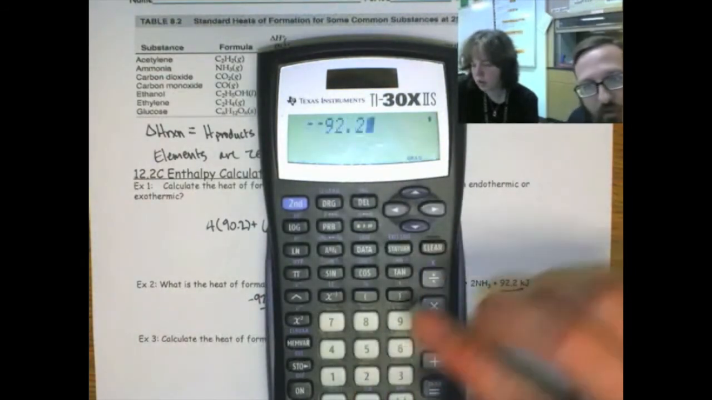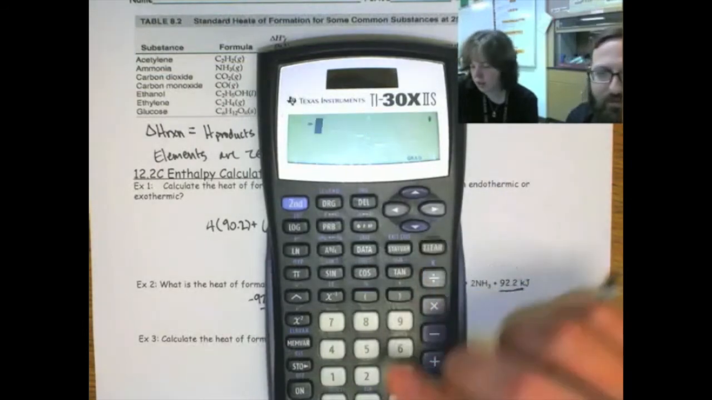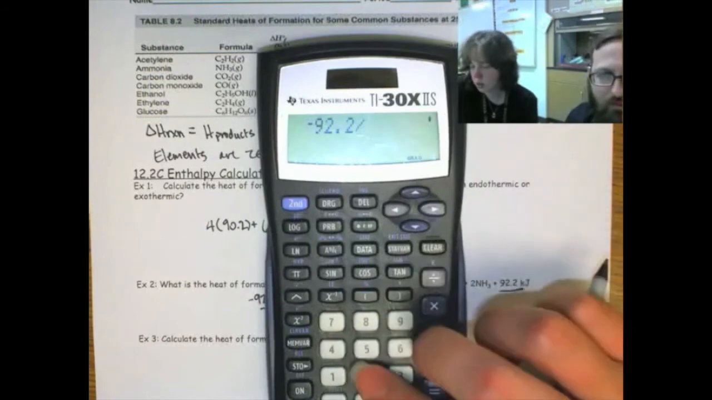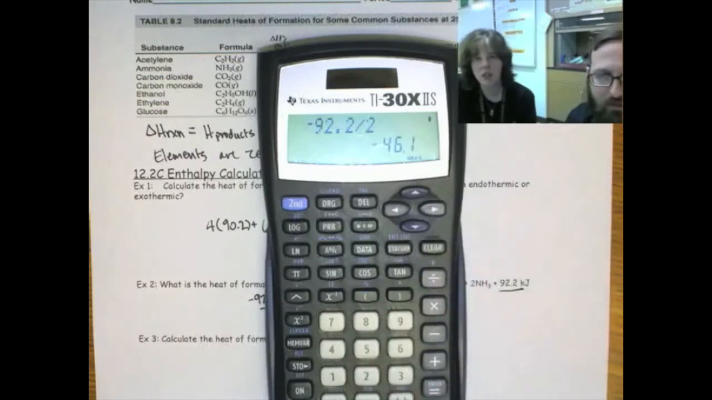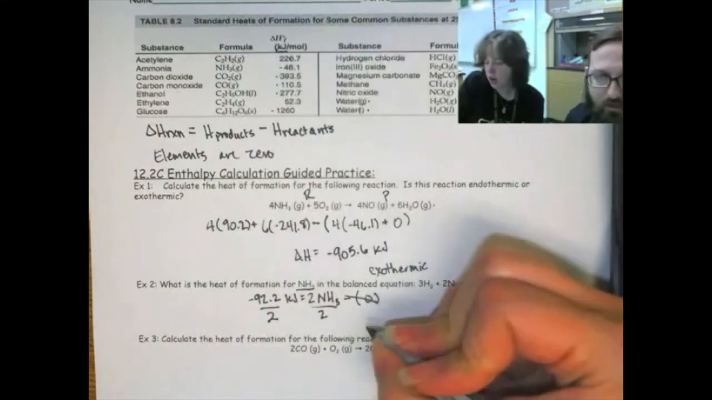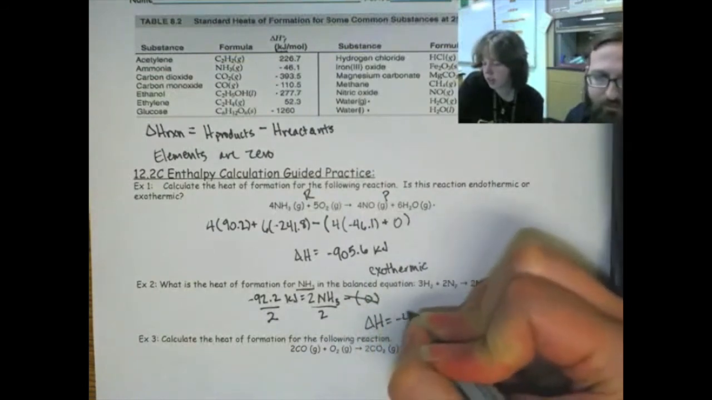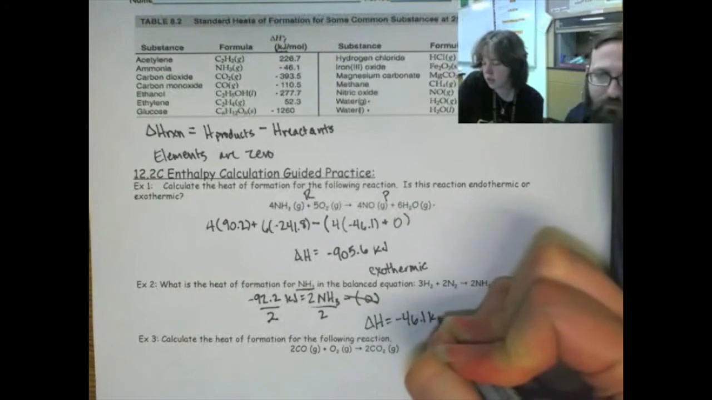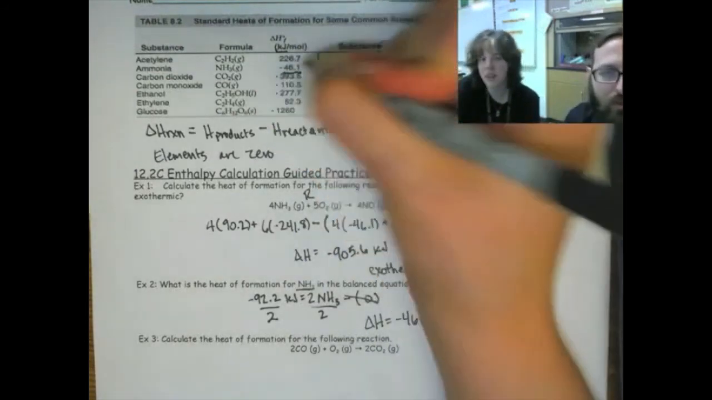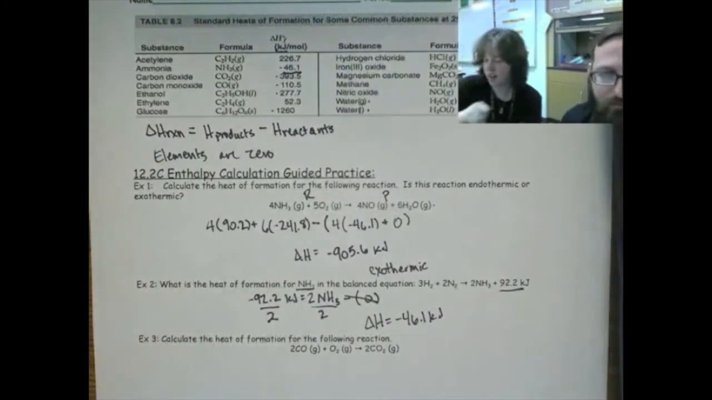So we're going to have negative 92.2 divided by 2. That gives us negative 46.1. And so that's our delta H for NH3. And we can actually check that in our table, and we just used it a minute ago. If you look up at our table, that's what we got. So we got the right answer. You want to pause for a second?